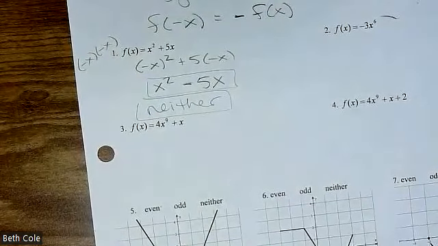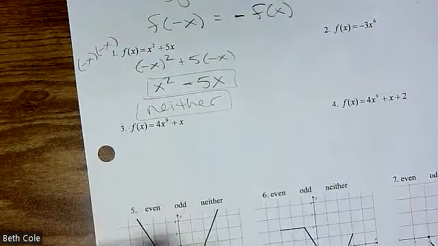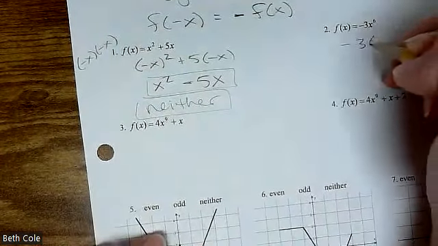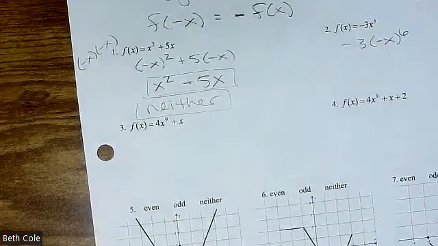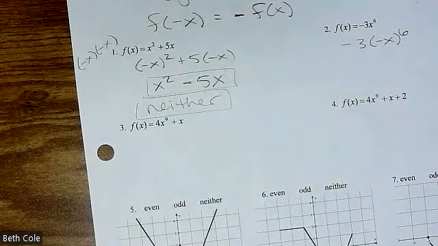One term was the same and one was opposite. It has to be the whole thing together, all the same or all opposite. Let's try it again. If you plug in negative x, where there was an x, you're going to put a negative x and just give it a hug.